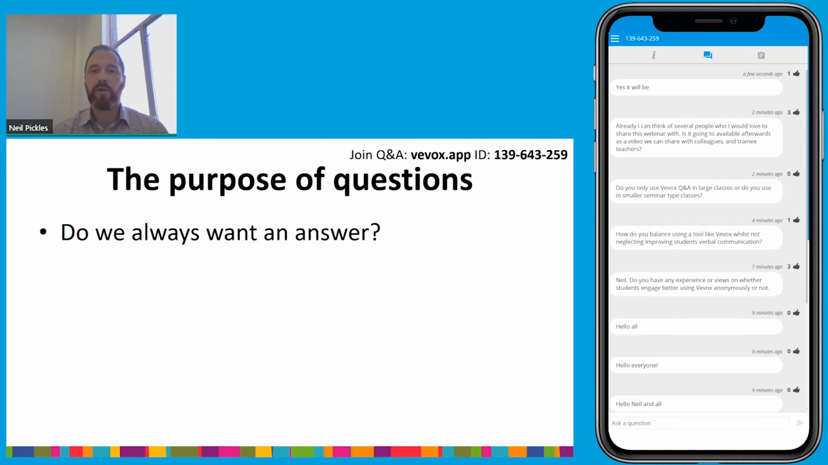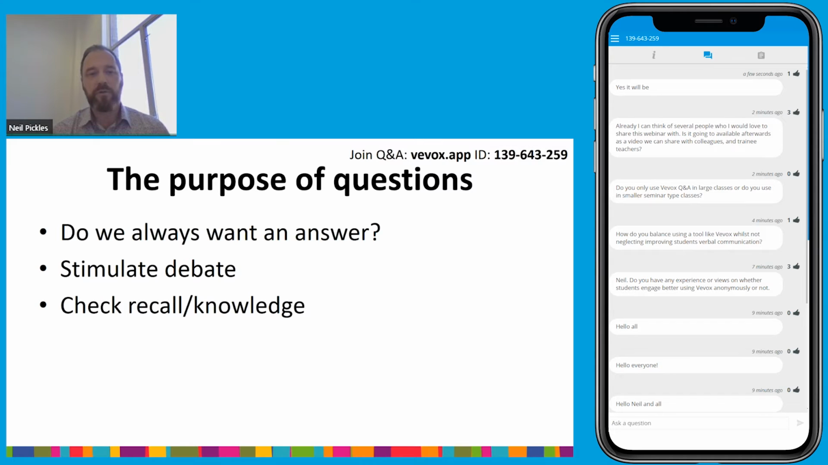Sometimes it's perfectly valid to ask a question to allow your audience to think, particularly for a group of students. We don't necessarily want an answer straight away. We want them to go away and have a think about it. It can be used to stimulate debate. So some questions can be deliberate in a way that stimulates debate rather than a yes or no answer.